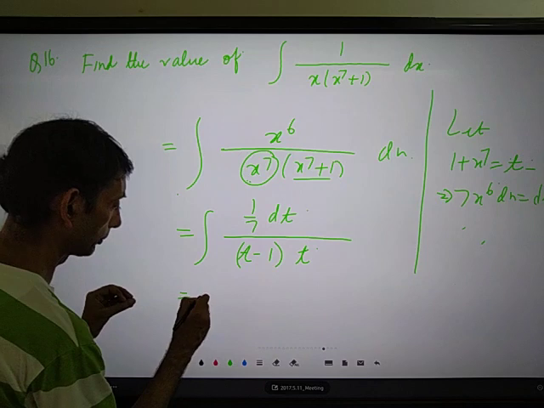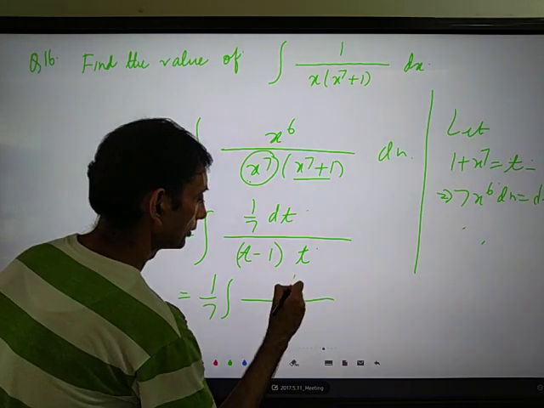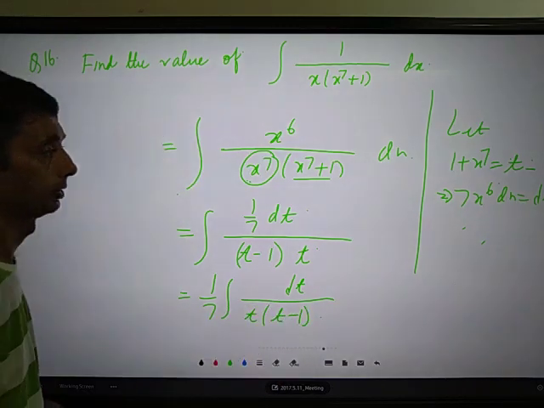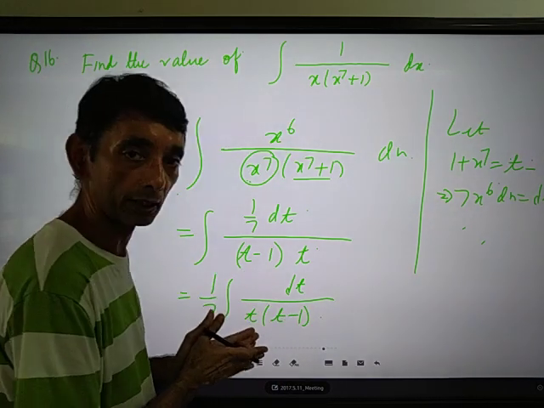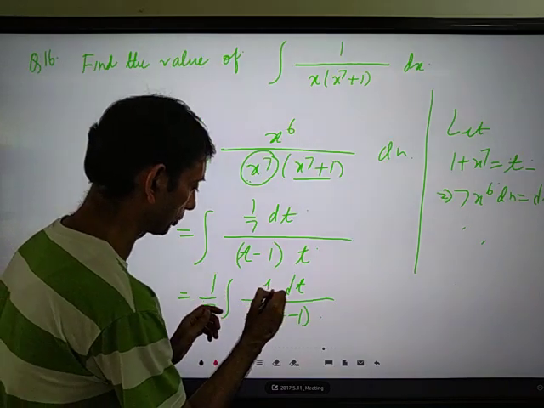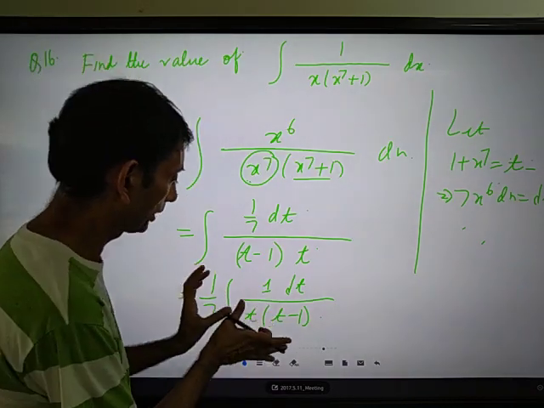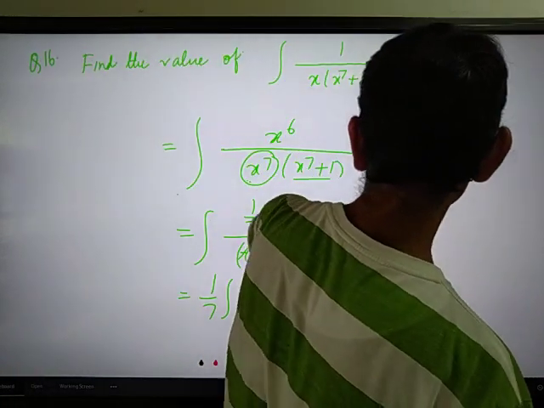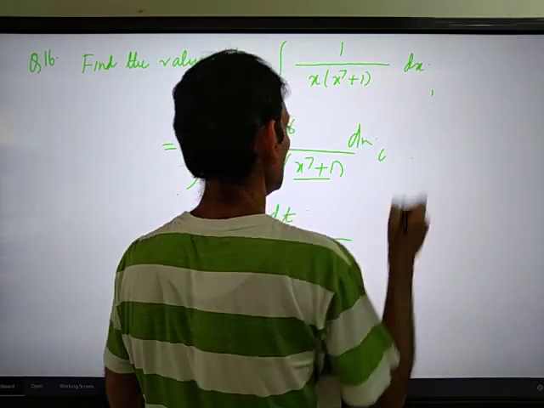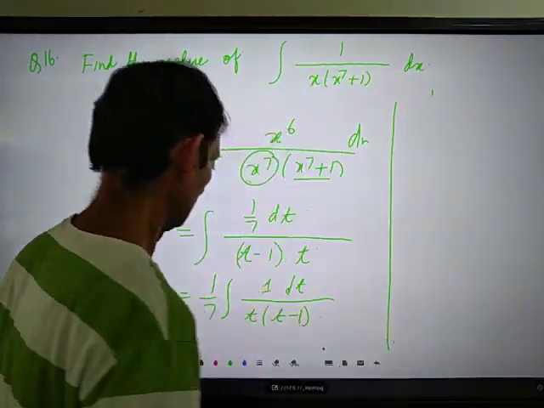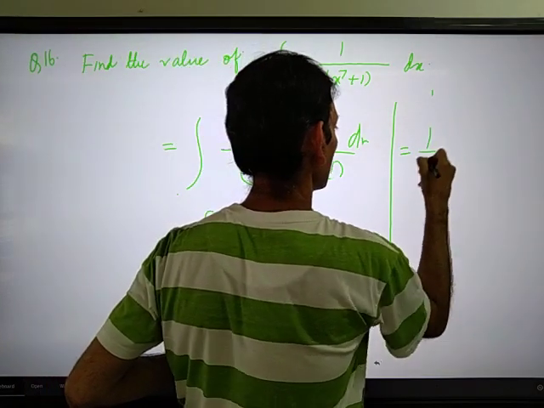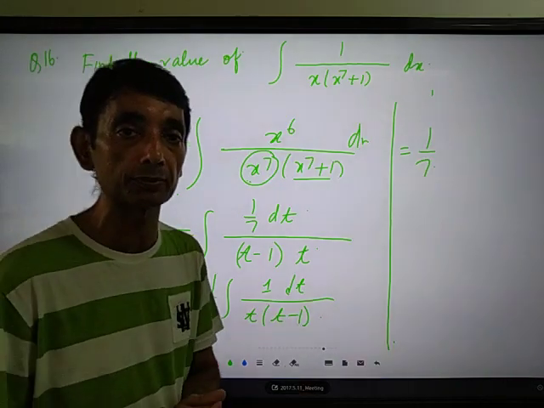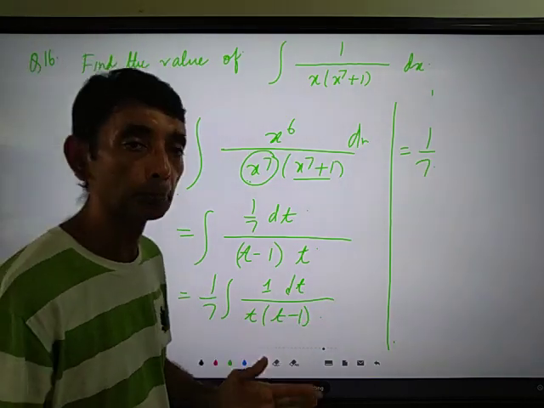So what's the next step? The integral becomes 1 by 7 times dt by t into t minus 1. Fine. At this point, you cannot integrate this function, 1 by t into t minus 1, directly. We'll just simplify this function and then integrate it. How to simplify this? We're going to learn that in the next video, in the form of partial fractions.